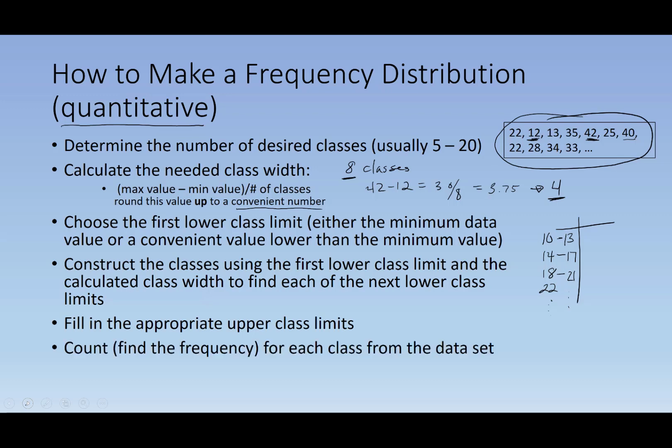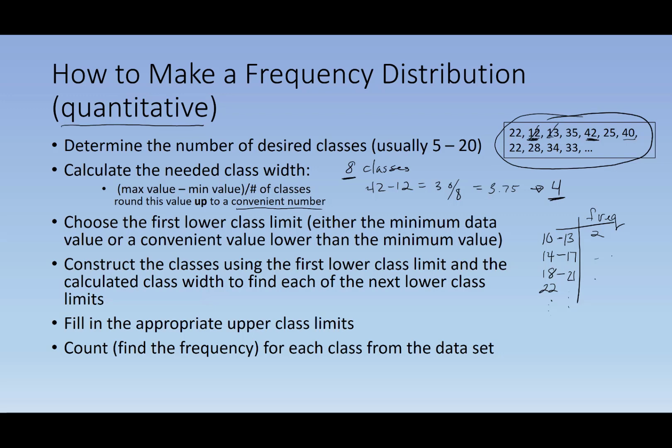Once you get all of your classes put in there, then you will need to go back and figure out the frequencies. So I would come back to my data set and I would count how many values are from 10 to 13. So in this case I have 1, 2, so I would have a frequency of 2. And then from 14 to 17, I would count how many values I have and put that value in here. And then I would count from 18 to 21 and do that for every single class that I have. And that will produce one version of a frequency distribution for a data set.